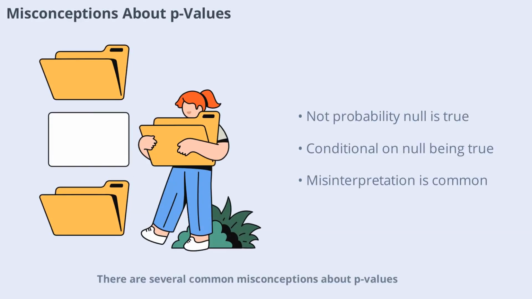There are several common misconceptions about p-values. One major misunderstanding is thinking that the p-value tells you the probability that the null hypothesis is true. In reality, the p-value tells you the probability of observing your data, or something more extreme, assuming the null hypothesis is true. It does not provide the probability that either hypothesis is correct. Clearing up these misconceptions is essential for accurate interpretation.